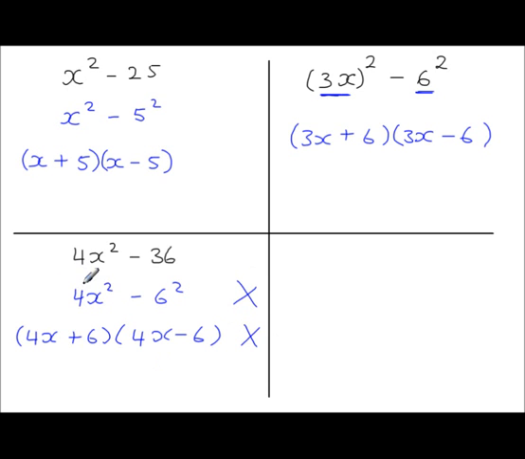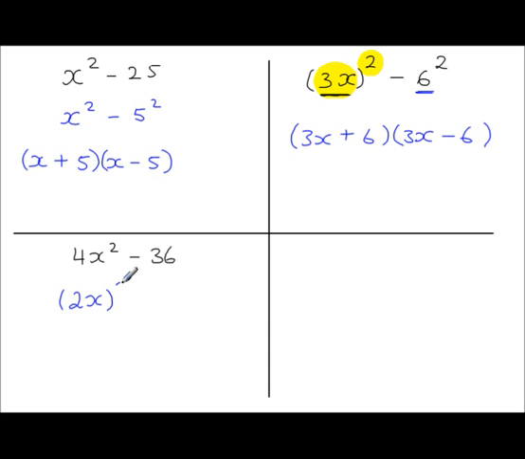This term here, the whole term should be squared. Just like this, you had something in brackets with the square on the outside. And we should write this term in the same way: something in brackets with the square on the outside. 4x squared should be rewritten as 2x in brackets squared. So now the whole term is squared.